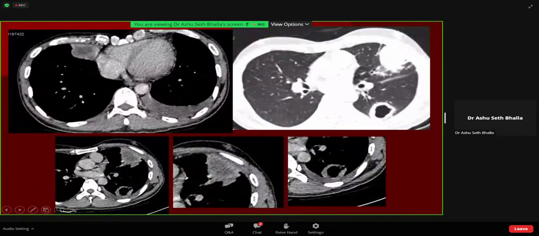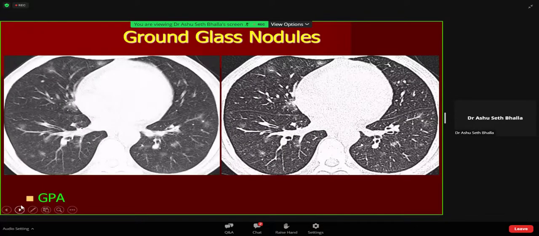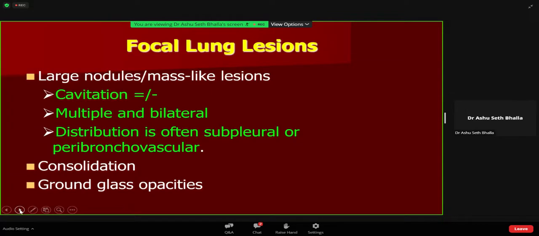Similar to fungal infections, if you think of those as the prototype, these will show halo, reverse halo, and these will cavitate. So you will get a lot of thick-walled cavities, and you can get pleural effusions. You can also get a picture like this, which is of multiple ground glass nodules, which can look like septic emboli, the differentials being mostly infections, particularly fungal infections. So what are the manifestations? Focal, large nodules, mass-like lesions which cavitate, which can be subpleural or peribronchovascular, consolidations, ground glass opacities.